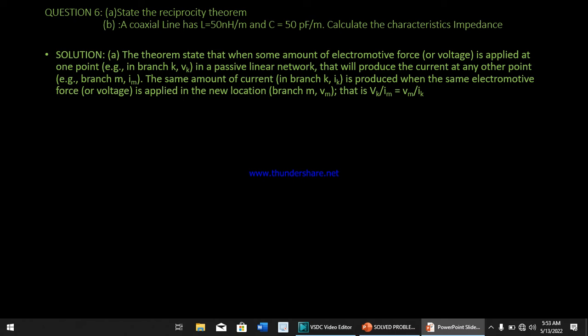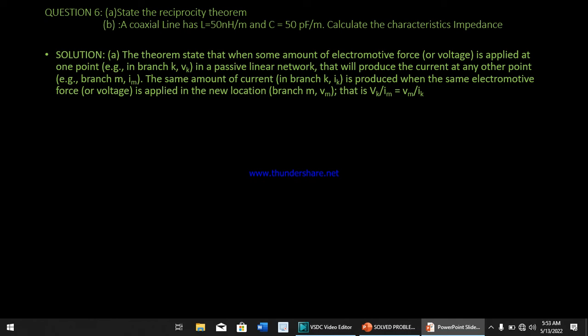The B part has been solved in the previous question, but the solution to question A now states that the reciprocity theorem states that when some amount of electromotive force or voltage is applied at a point in branch K with a value of voltage in respect of K in a passive linear network, this will produce the current at any other point in another branch M with current in respect to M.